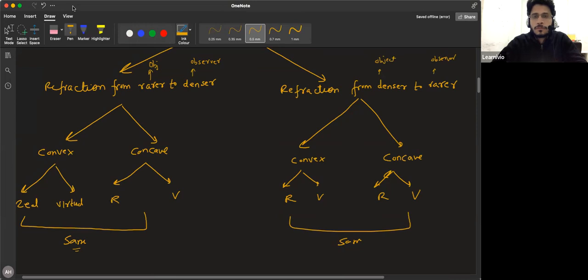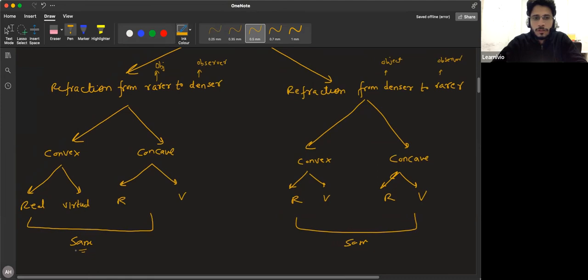So what is that number at the end? 5 centimeter? This no number. This line. Yeah. Same. You have the same formula for all 4 cases. Okay.